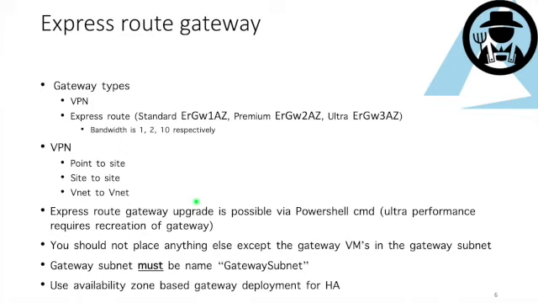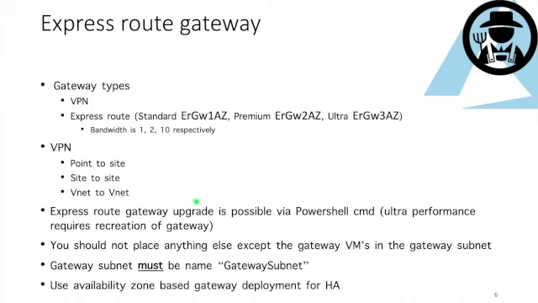Now let's have a look at the ExpressRoute gateways. There are two types of gateways: VPN and ExpressRoute. As our point of conversation is ExpressRoute, I won't go much into the detail of VPN.